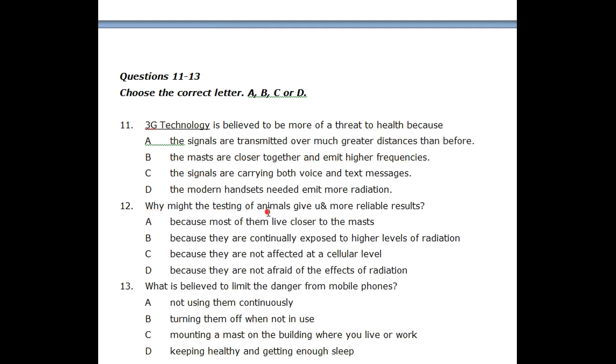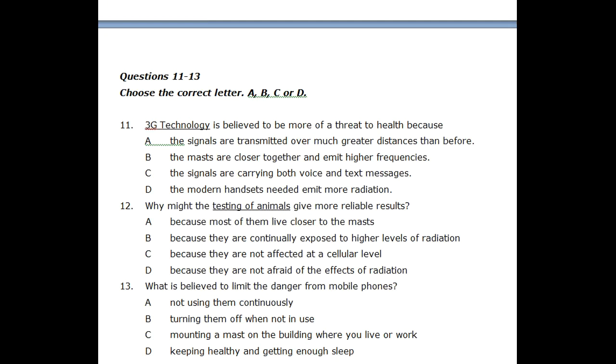Why might the testing of animals give you more reliable results? He's saying, why might the testing of animals give more reliable result? So testing of animals. Again, this is a straightforward question, so you don't have to go through the option. I'll show you when we need to go through the option.